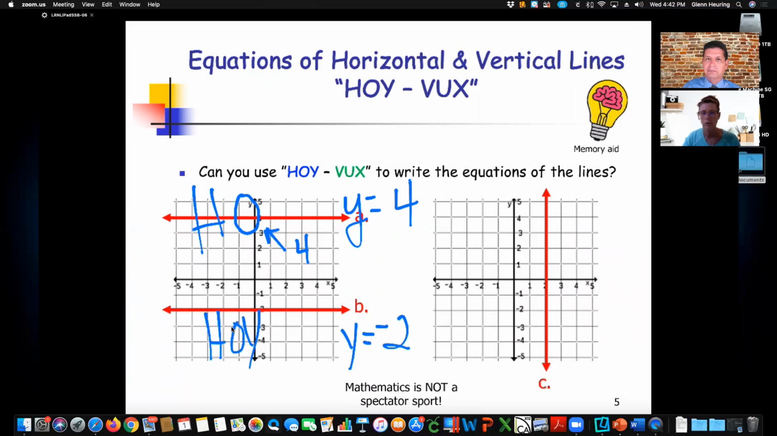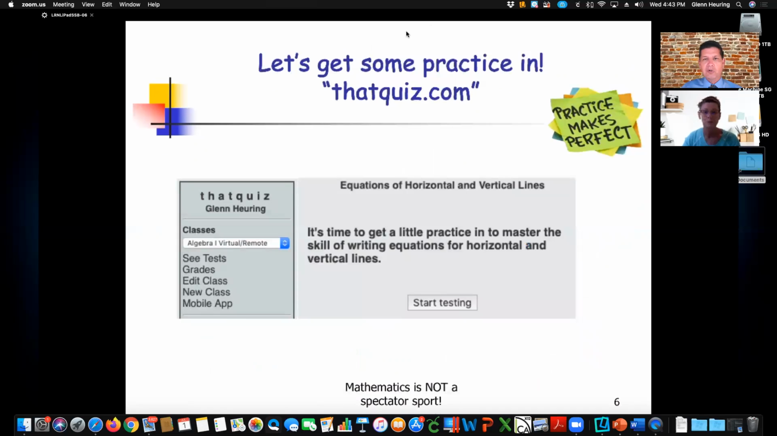Okay, and let's go ahead and try line C. C is a vertical line, so you'd use Vux, and that would be x equals 2. Very good, well done. So you can see how easy it is to remember whether you use y equals or x equals. Just remember Hoy Vux. So I'm going to give you control of my mouse real quick.